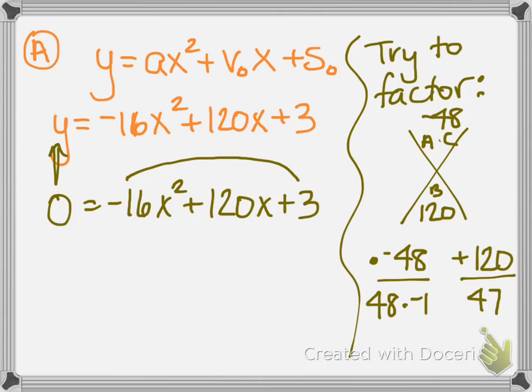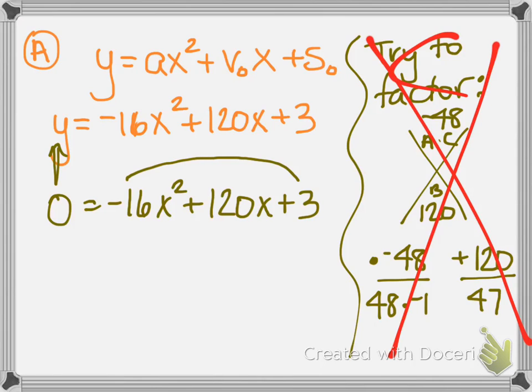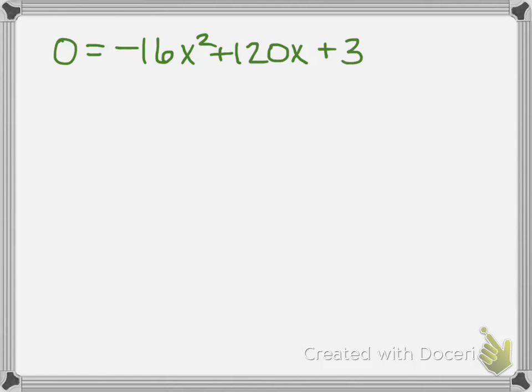This is not going to work. Okay? Factoring does not work. So I could complete the square and then solve using square roots, but since this is a lesson on the quadratic formula, we will use the quadratic formula. So, on to the next slide. I'm just going to rewrite this equation: 0 equals negative 16x squared plus 120x plus 3.